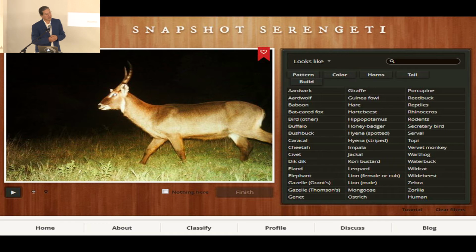There's a bunch of projects. Just to give you another example, this is a popular one called Snapshot Serengeti that has images from camera traps set up on the Serengeti Plains in Africa. There's a few other projects where there are camera traps that have been set up in other parts of the world, including in Chicago. And you're asked to classify what kind of animal you see so as to get a better sense of the animals that are in the area.